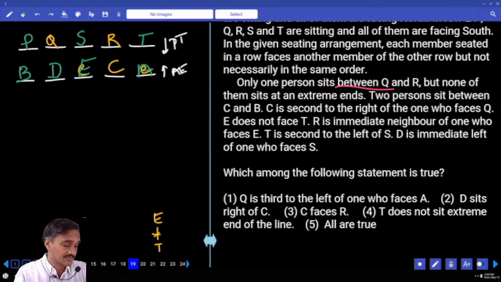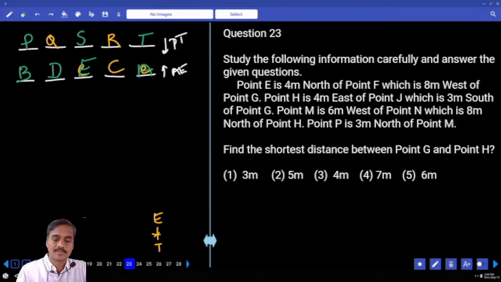Now this is about question numbers 19 to 22. The next one, 23 onward. Now this 23 is based on blood relations.